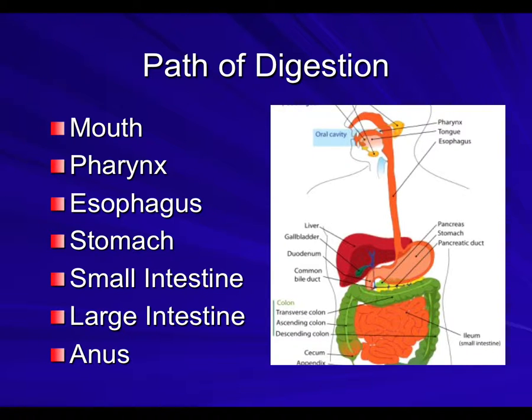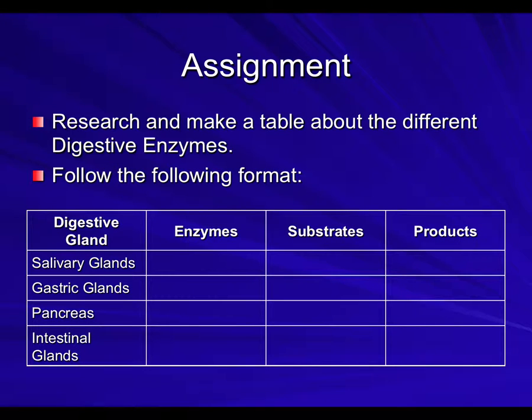Real quick, as you ponder these things that you've just learned, I want you to do this assignment here and turn it in my Dropbox. Just do a quick chart here. You're going to have to do a little research and make a table about the different digestive enzymes, the substrates, and the products that are made from these different glands, which is the salivary, gastric, pancreas, and the intestinal glands.